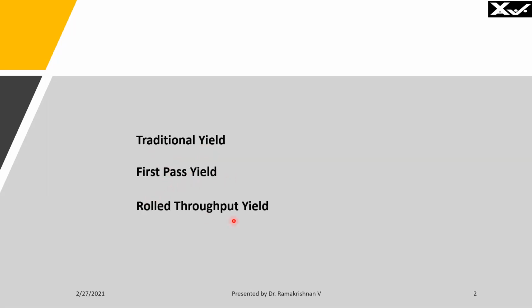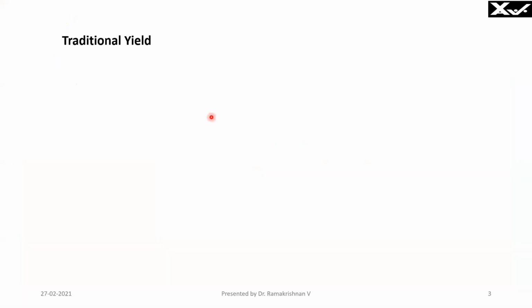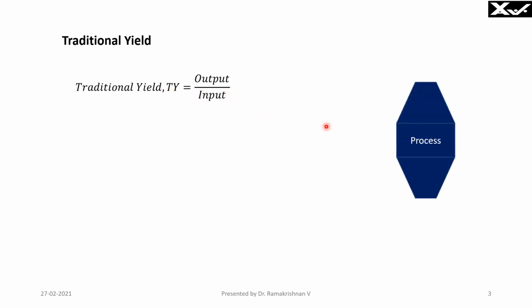Before going to the rolled throughput yield, we will see the other two yields, traditional yield and first pass yield, and then finally rolled throughput yield. We will also see the calculation methods for all these yields. Traditional yield is nothing but the ratio of output to input. Reworks are not considered here. Rework means there is inefficiency. That inefficiency is not included in this traditional yield.